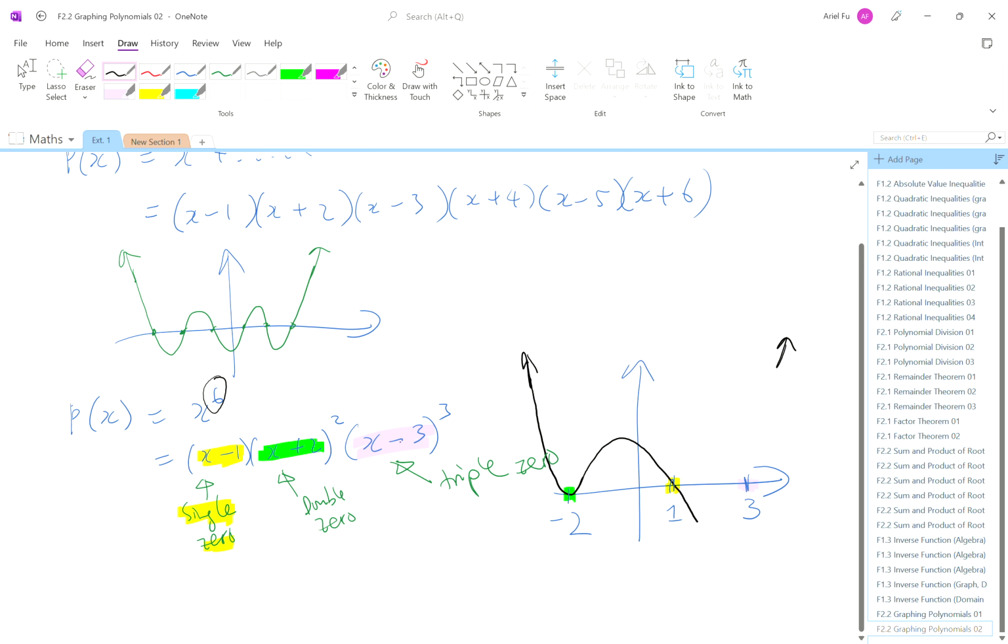The last one is at 3. It is a triple zero. A triple zero is a wriggle. Later you will learn this is called an inflection point. That's a wriggle. There we go. And that is what this polynomial looks like.